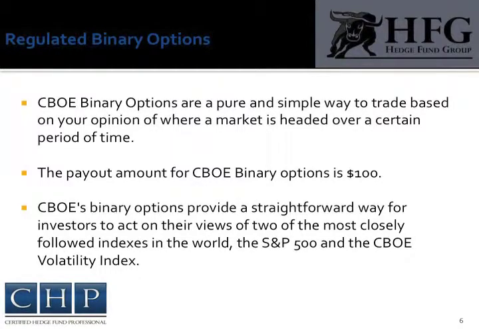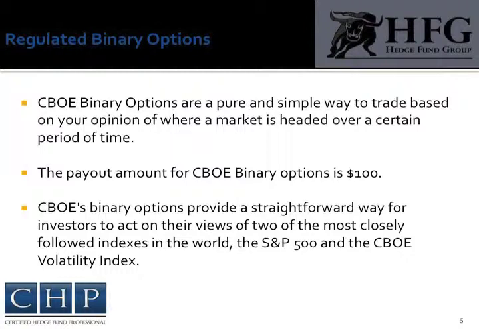The CBOE binary options are regulated options and are a pure and simple way to trade based on the opinion of where the market is headed over a certain period of time. They are contracts that at expiration pay a predetermined fixed amount of payout. The payout amount for a CBOE binary option is $100. Like traditional options, binary options are based on the underlying security and have various strike prices to choose from as well as various expirations. CBOE lists both call and put binary options.